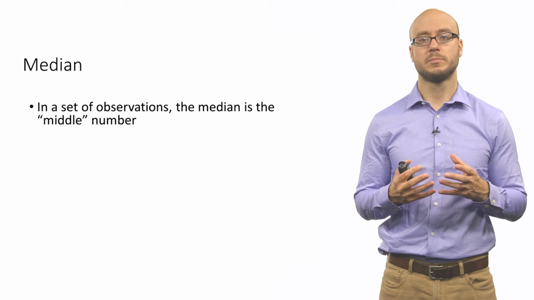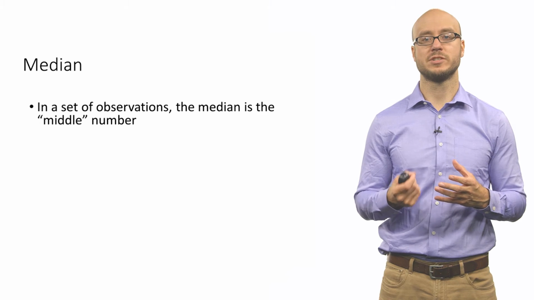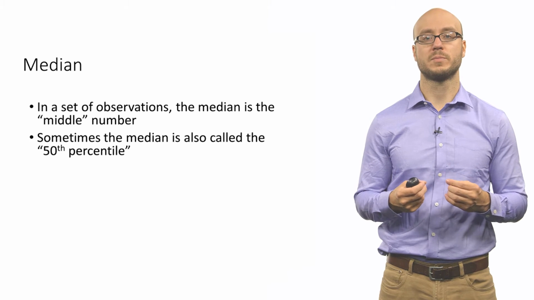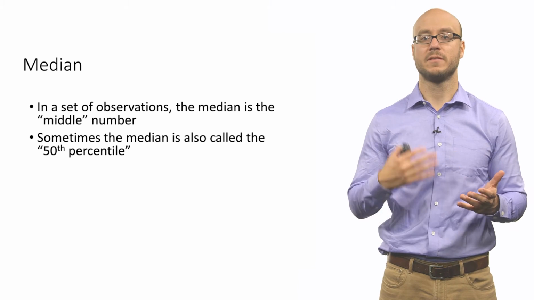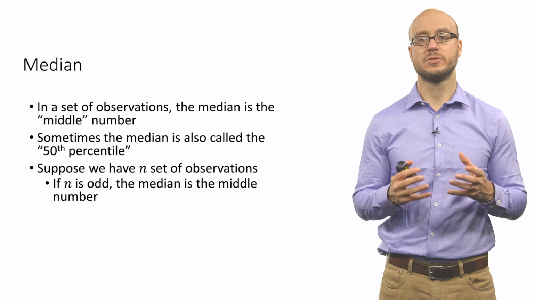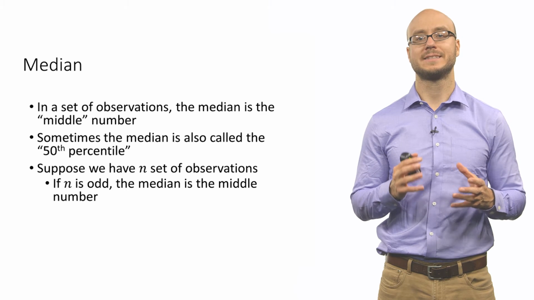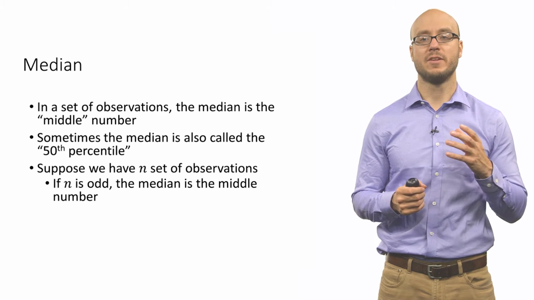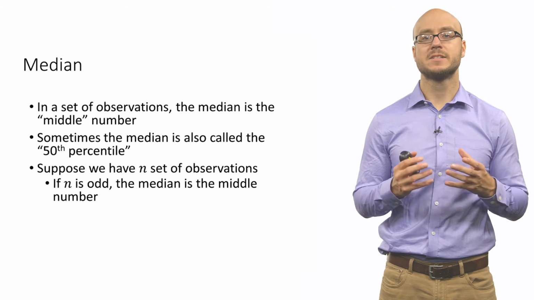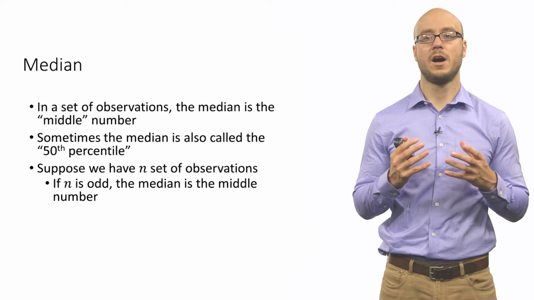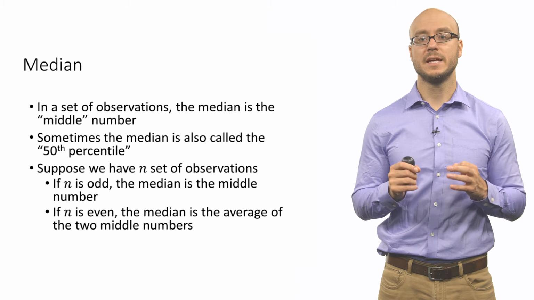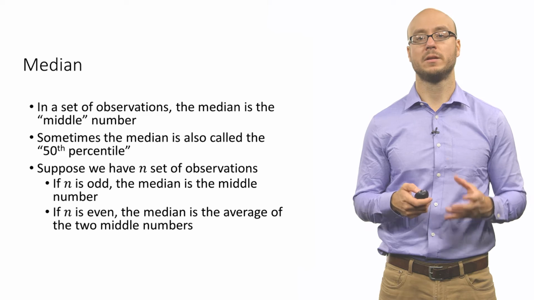The median is simply the middle number in a set of observations or data points. The median, as I mentioned, is also called the 50th percentile. It means exactly the same thing. So median, 50th percentile. If you have a set of n observations or data points, the median is calculated slightly differently if you have an odd number versus an even number of data points or observations. If n is odd, meaning you have an odd number of observations, the median is simply the middle number. If n is even, the median is the average of the two middle numbers.